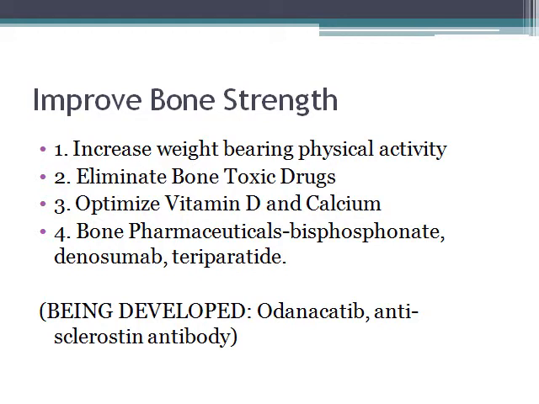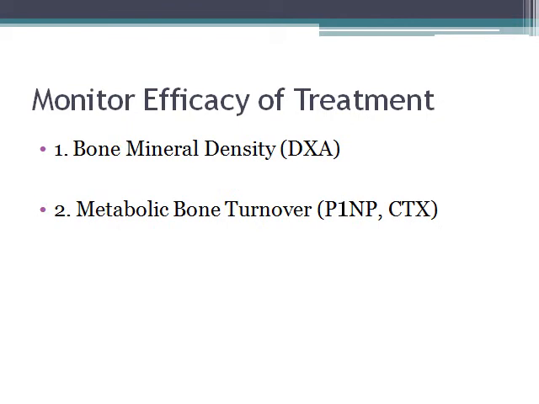These are antibodies against various chemicals that the bone cells make. The osteoblasts and osteoclasts make chemicals that we'll call the metabolic bone markers, which will be the topic of future discussions. So these are the ways that bone strength can be improved.